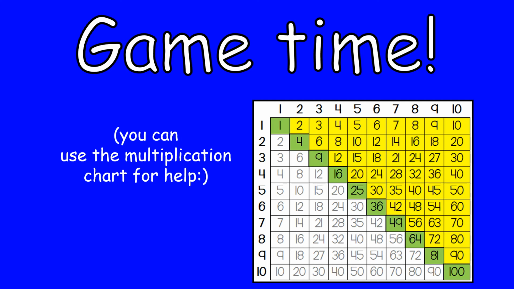We have the yellow and the white, and they're actually mirrored, because 3 times 4 is the same as 4 times 3. So the yellow and the white are pretty much mirrored. So you could focus just on the yellow part.